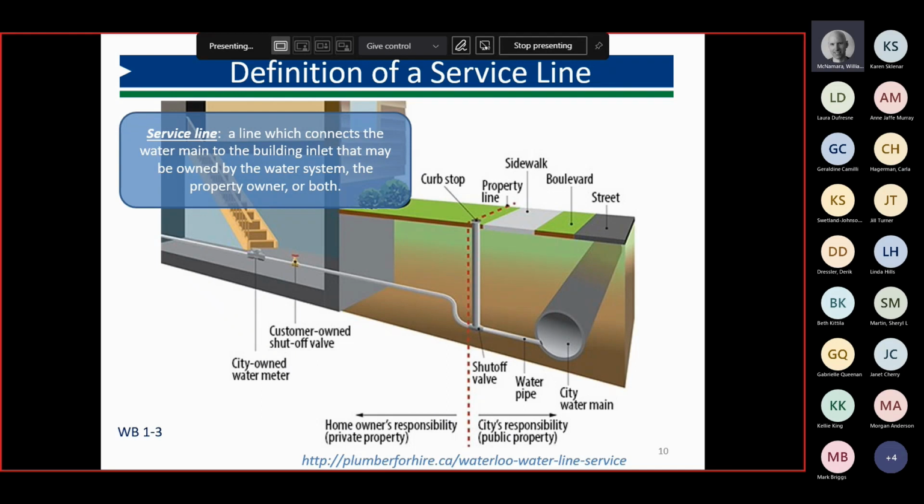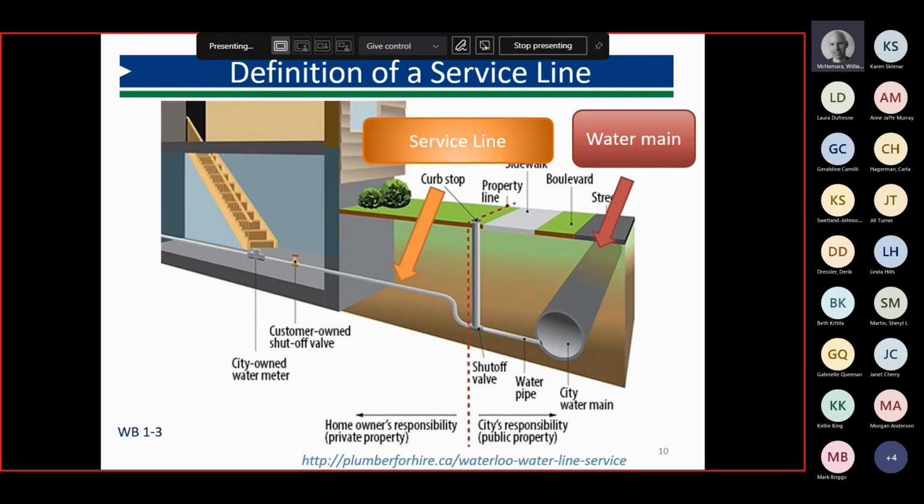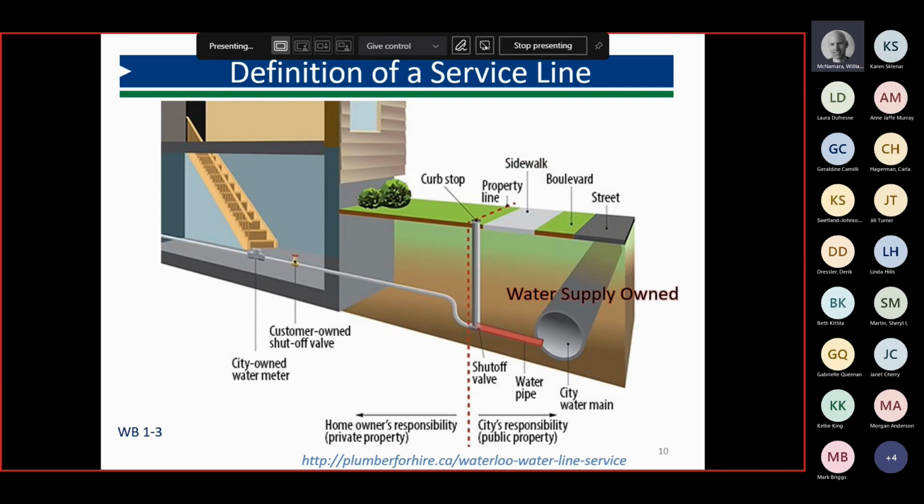So we're not just talking about this water system controlled or owned portion of the service line. So if this is the water main, the larger pipe in the system, service line is the skinny line that goes all the way from the water main into the building. So again, the water system might only own or control a small portion of that. A larger portion might be privately owned, but the entire thing needs to be inventoried when we're talking about these inventories.